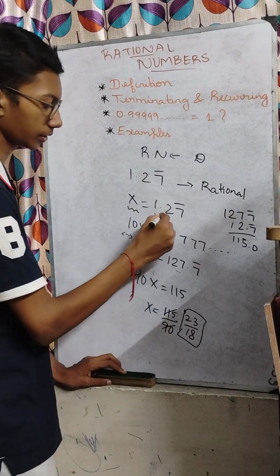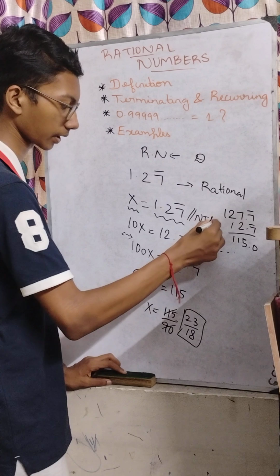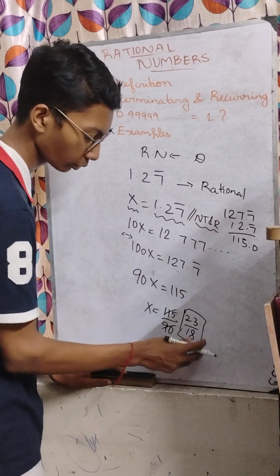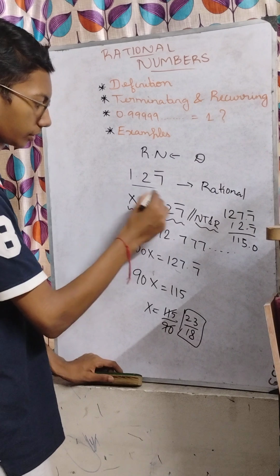We have converted this non-terminating and recurring decimal into a rational number. So this is the value for this.